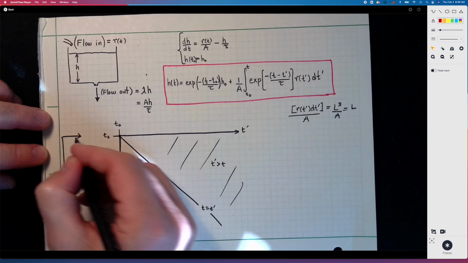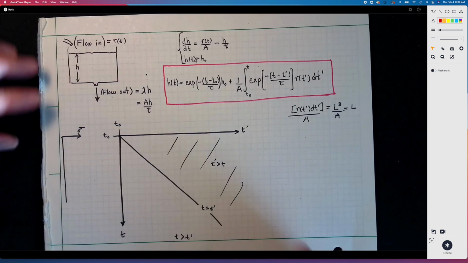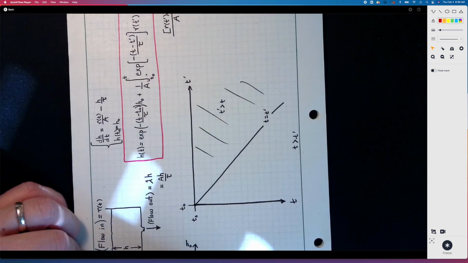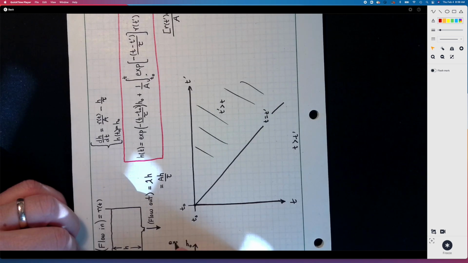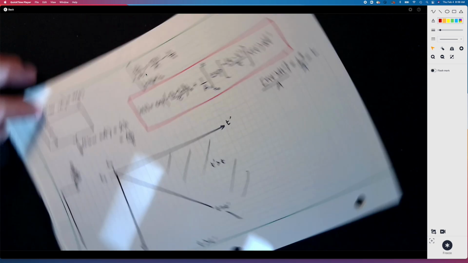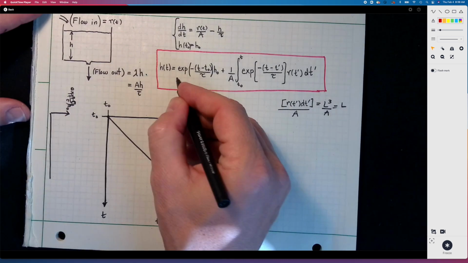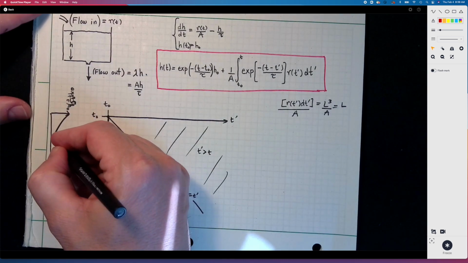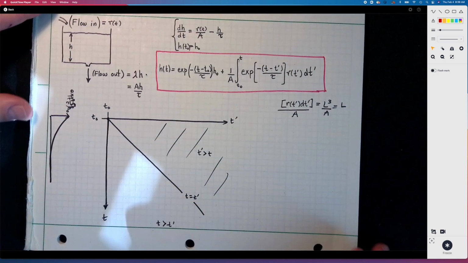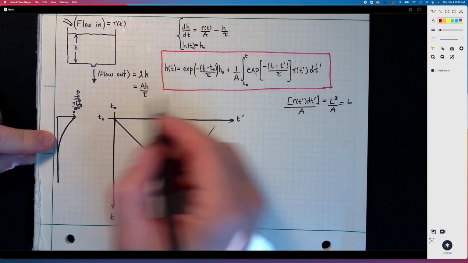So this is h naught times the exponential term. Let me turn it over so I can write: exponential of minus t minus t naught over tau. You can't really see, but this is meant to be this term, and so it will decay like this. And the time scale for decay is tau.